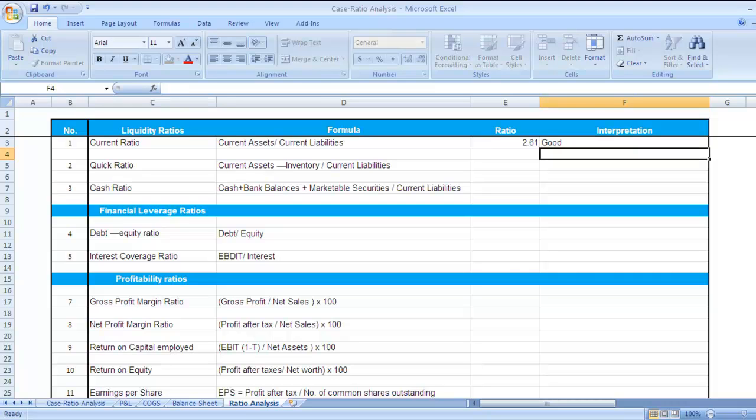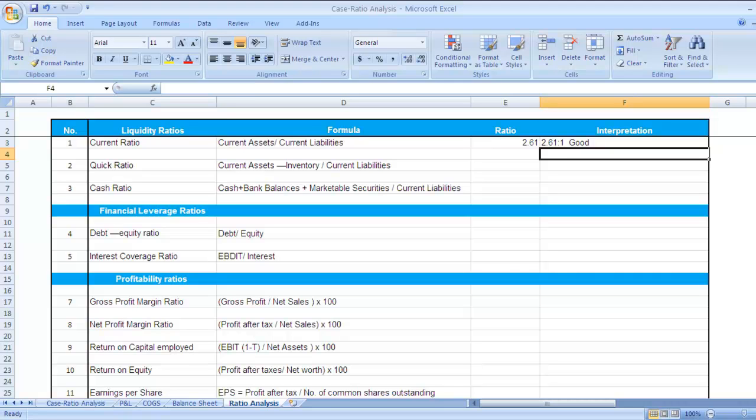This company has a current ratio of 2.61:1. It is always mentioned in this way, so I would write it here this way: 2.61:1, which is good. So the ratio is good, and therefore it may be interpreted to be sufficiently liquid.